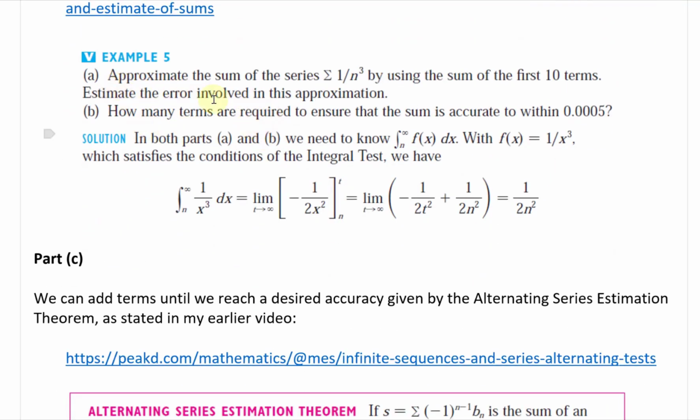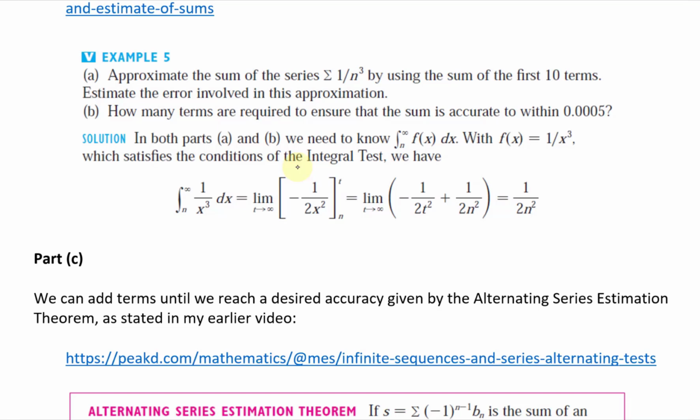So we were asked to approximate the sum of the series, the summation of 1 divided by n cubed, using the sum of the first 10 terms, etc. I'm just going to look at that integral, which is what we used right here. So in both parts A and B, we need to know the integral from n to infinity of f(x) dx with f(x) equal to 1 over x cubed, which satisfies the conditions of the integral test.